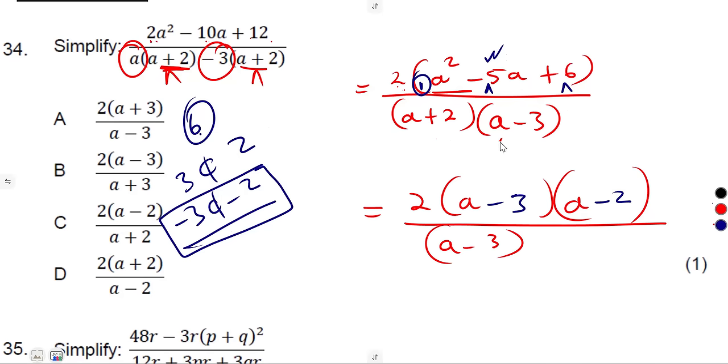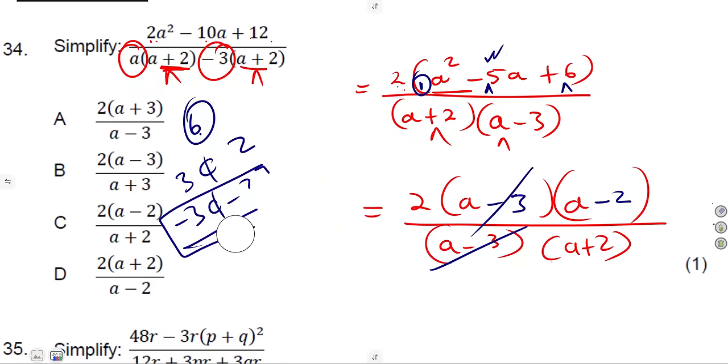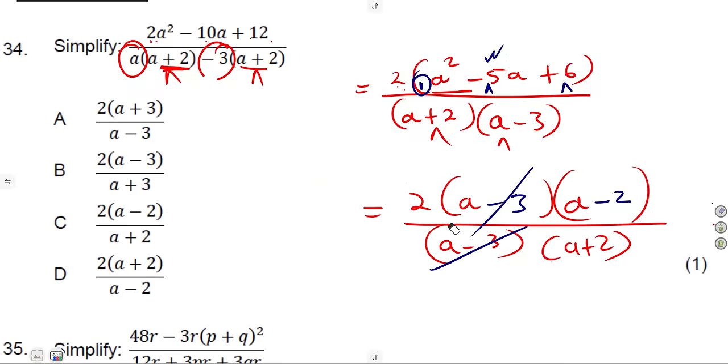a minus 3 and a plus 2. Anyway, the way that you write it doesn't matter. So this and this are the same. Let them cancel. So the answer was going to remain as 2 into a minus 2 into a plus 2.